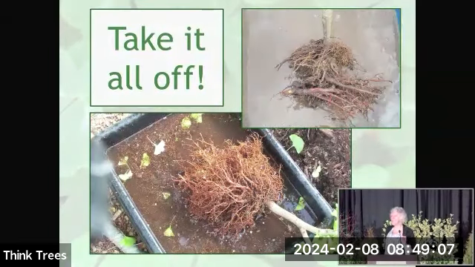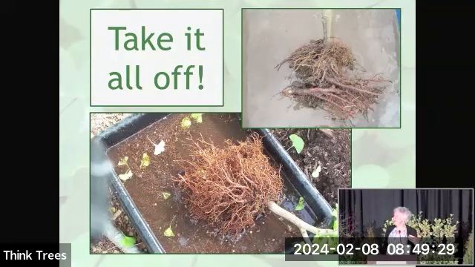We want to take everything off the roots, because our goal is to get the roots in touch with site soil. That's the goal. And the best way to do that is to take off everything that's preventing that from happening. So the basket, the wire, the burlap, the twine, the media, everything goes. And then the roots are in the soil, which is what we want.